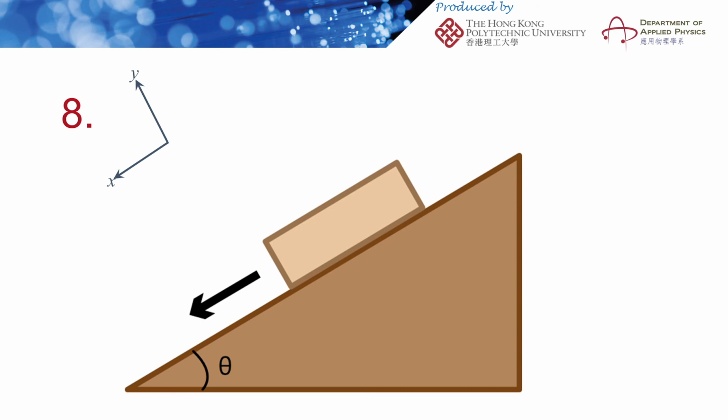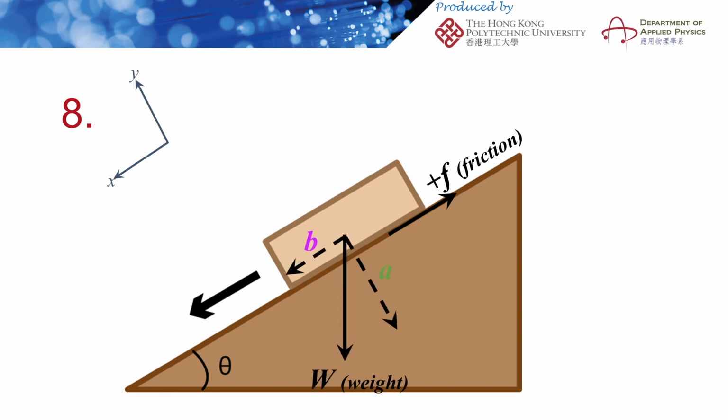If the surface of the inclined plane is rough, friction exists between the box and the surface of the plane. Friction prevents sliding of the box. In the diagram, friction is labeled as plus F. When a body is placed on the inclined plane, the weight can be resolved into 2 components A and B. Let theta be the inclination. Now the angle between the vector W and the vector A is also theta.